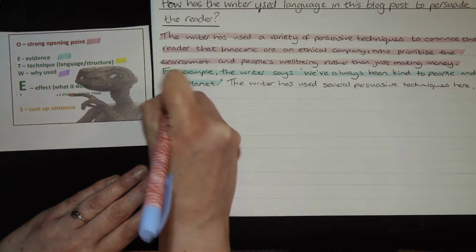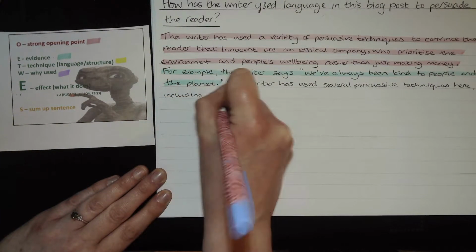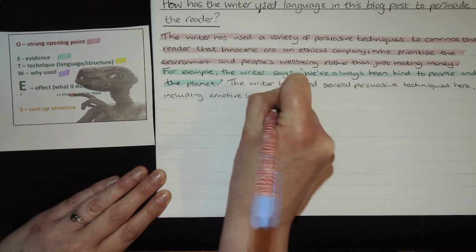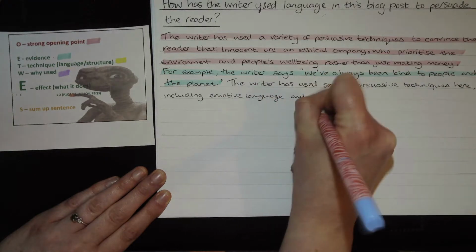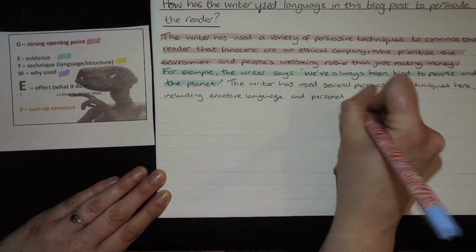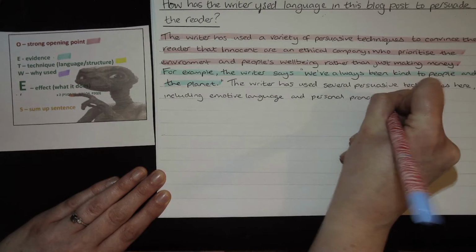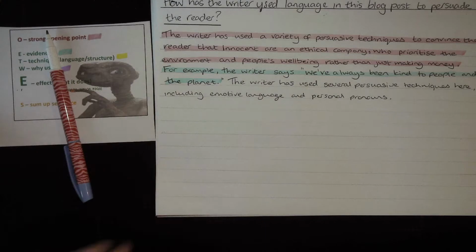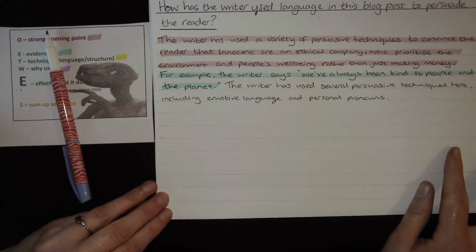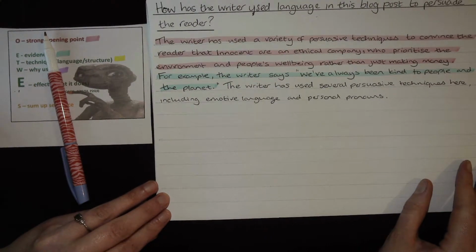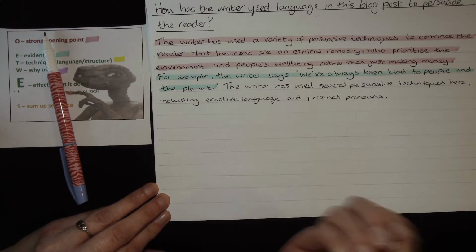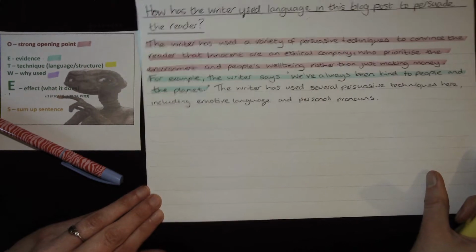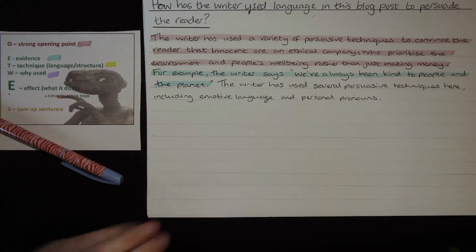Including emotive language, that word kind, and personal pronouns. Okay. Don't worry, by the way, if you can only think of one technique, that's still fine. This is just if you're really pushing yourself to get those higher grades. If you can spot multiple techniques, or if you can zoom into keywords, that's always good to do if you can do so. So I've picked the colour yellow for this.